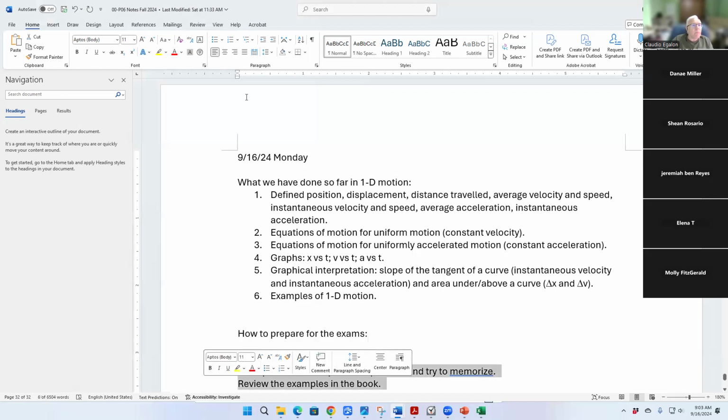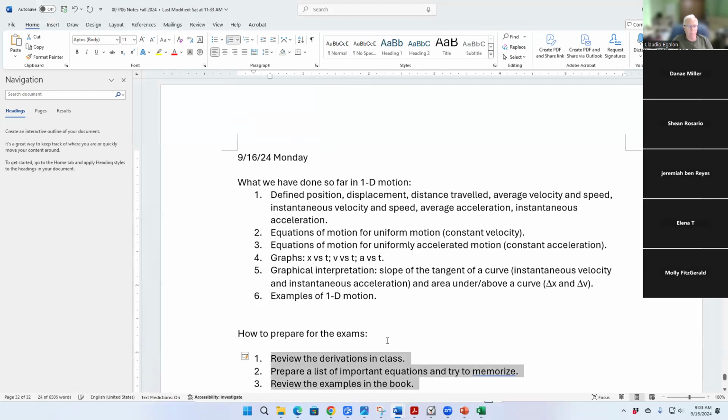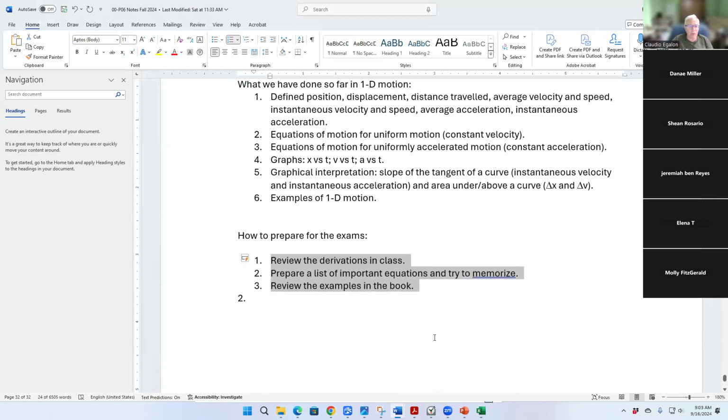Review the derivations in class. Prepare a list of important equations, try to memorize them, and then review the examples in the book. Now, when you go look at the examples, not just examples in the book, but problems to solve, be aware of problems that are poorly formulated.